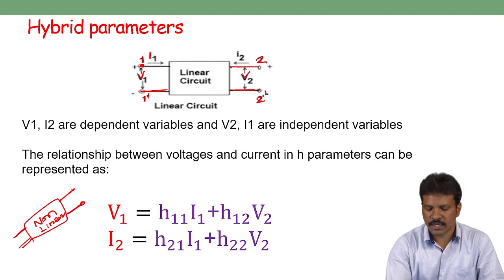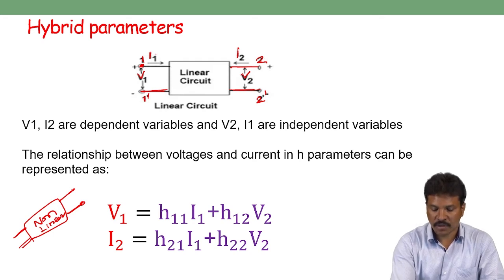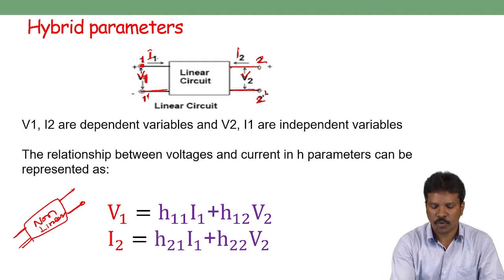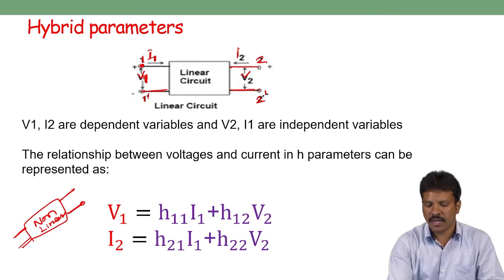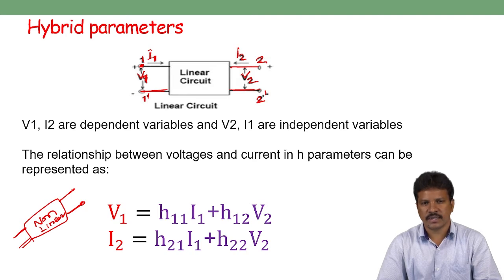output voltage and output current. The input voltage, since it is port 1, we represent with V1. The input current is represented by I1. Similarly, I2 represents the output current, and V2 represents the output voltage. So there are two voltages and two currents: at the input side V1 and I1, at the output side V2 and I2.